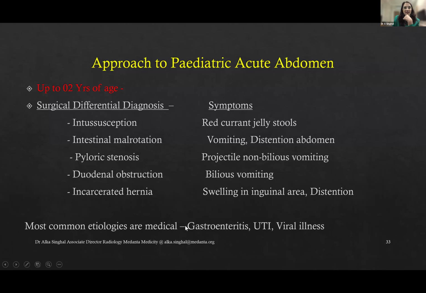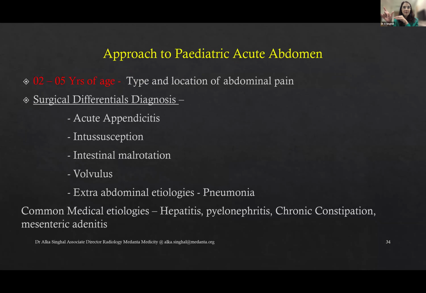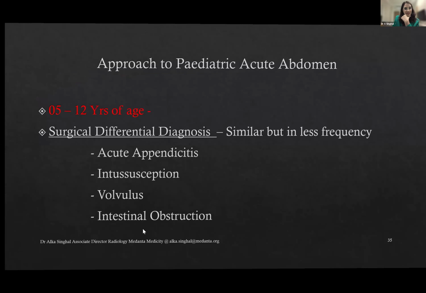Right. So the most common etiologies are, of course, non-surgical: gastroenteritis, you might just see some small mesenteric lymph nodes, UTI and viral illnesses, right? Now, coming to the 2 to 5 year age group, often the type and the location of the pain might just give you an insight as to where you are looking. Of course, the surgical differential diagnoses are acute appendicitis, intussusception, malrotation, and other causes. Hepatitis, pyelonephritis, constipation, and mesenteric adenitis are also in the picture.